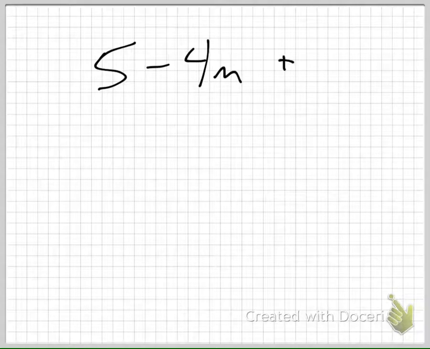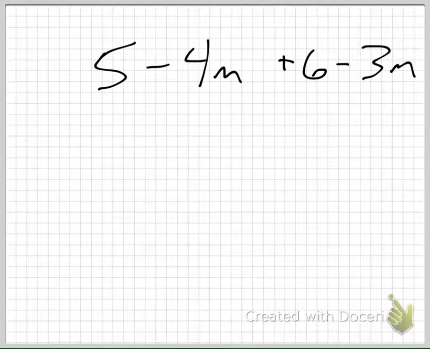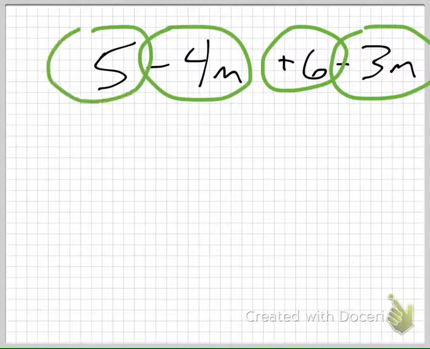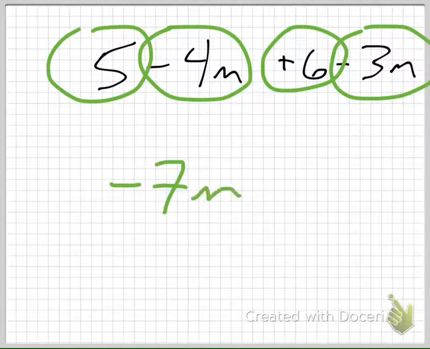Okay, what about this then? What if I have 5 minus 4m plus 6 minus 3m? What do I need to do here to start this whole thing? Circle them. Give them each a term. Make sure that you understand that each one has its own sign. Now, what can I combine? So I'm not combining 4m and 3m. I'm combining negative 4m and negative 3m. That's important, right? What is negative 4m minus 3m? That is minus 7m. They're gone.